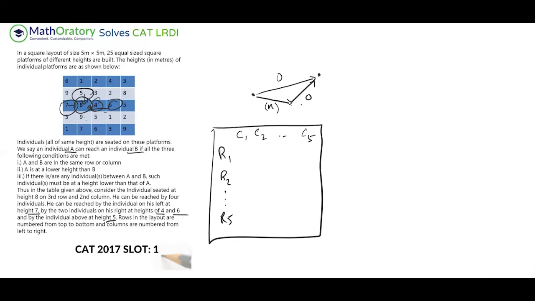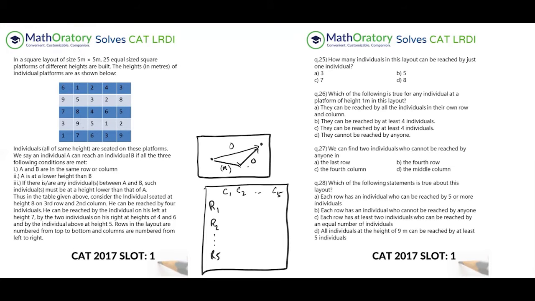So let's get the question now. Okay, 25. How many individuals in this layout can be reached by just one individual? Wow. So I have to figure out for each and every layout here, or each and every height. Let's look at some other questions.